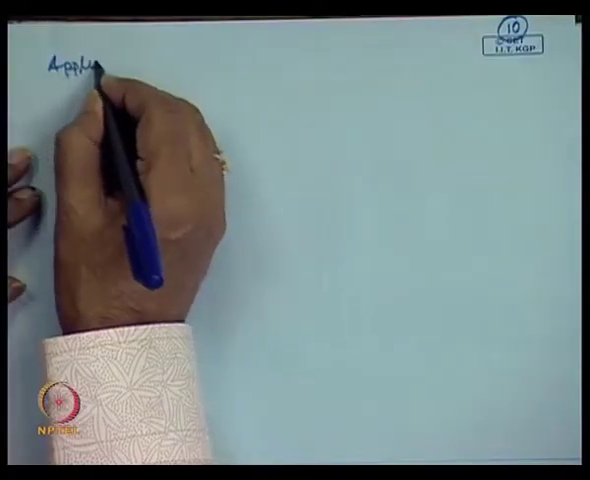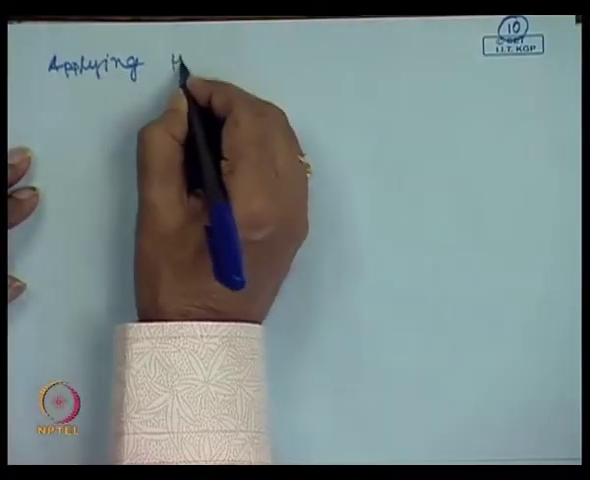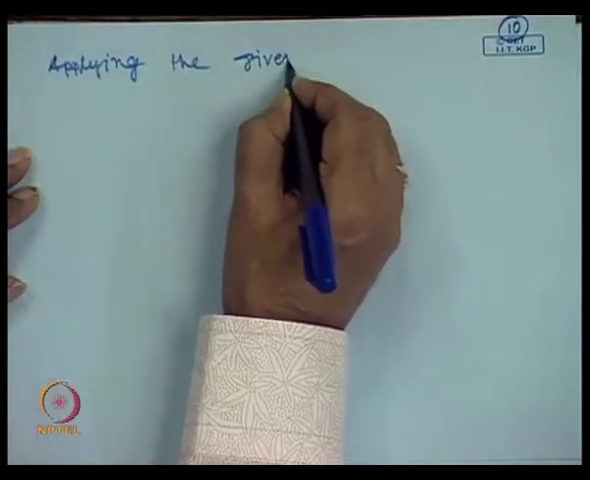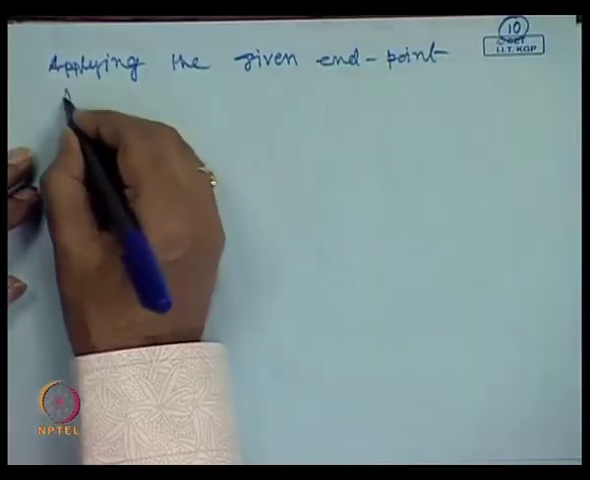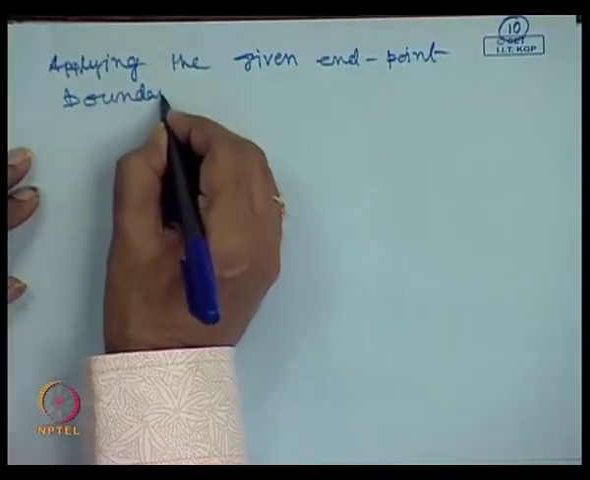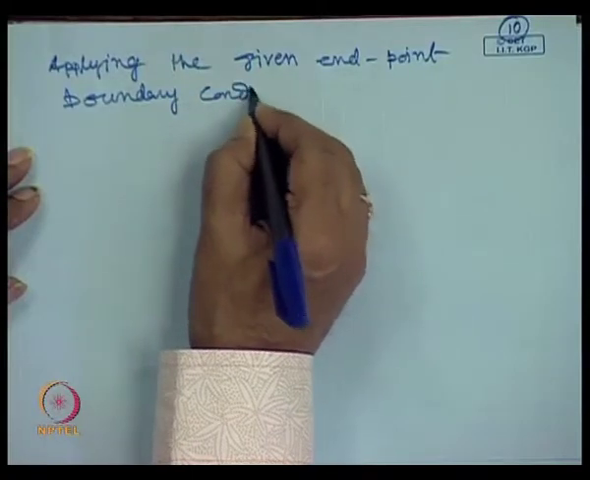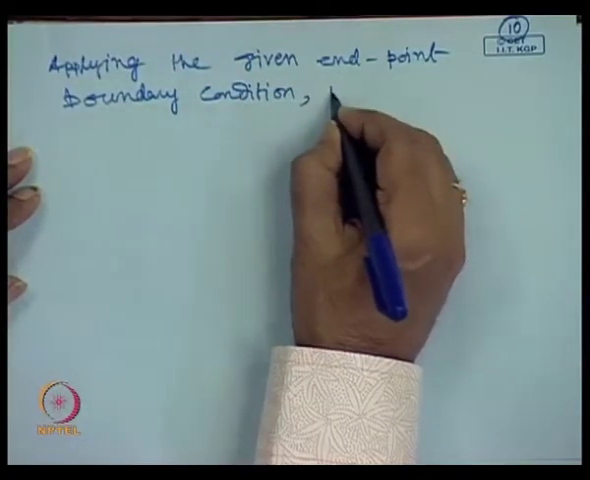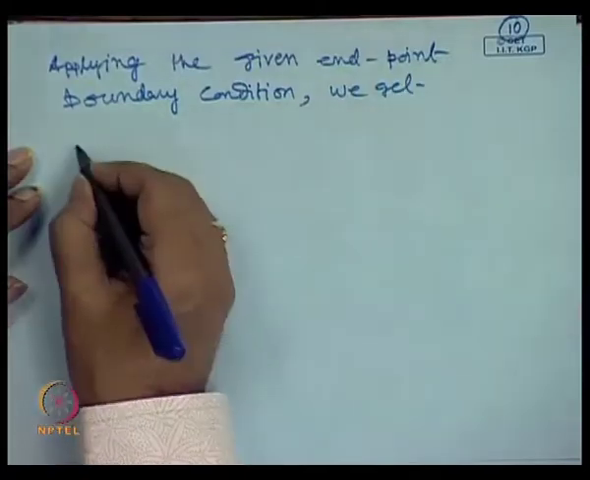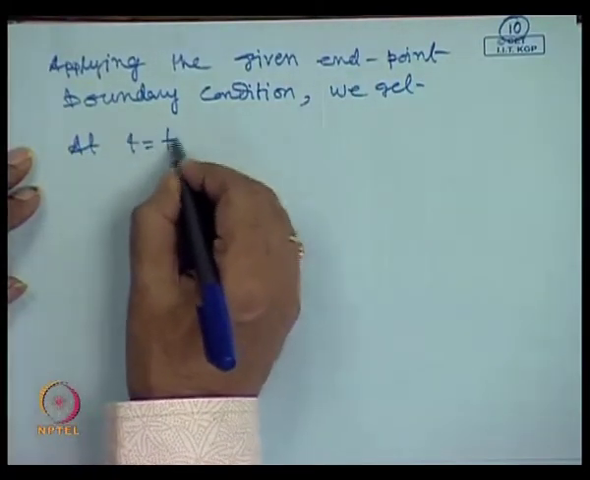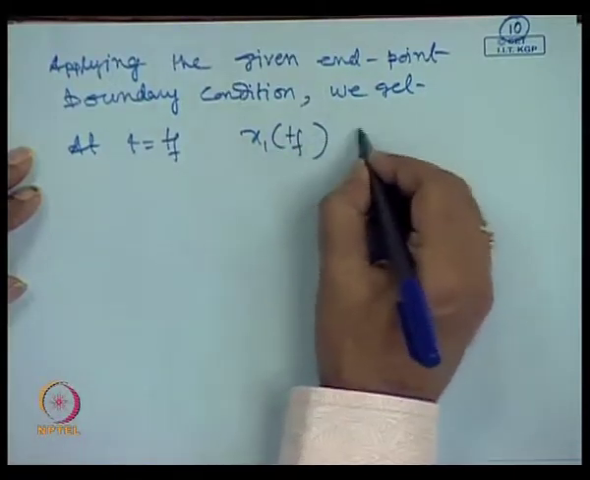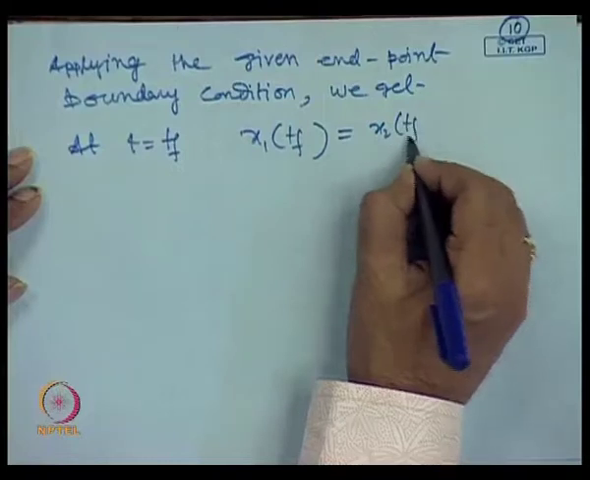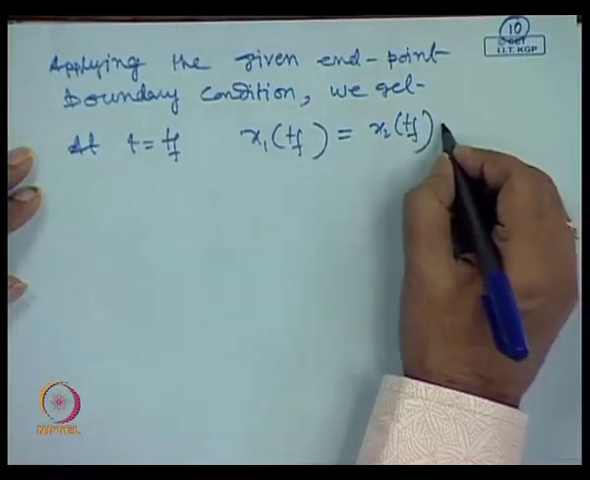So, applying the given end point boundary condition, we get at t equal to Tf, x1 of Tf, the current flowing in the inductor, and x2 of Tf, the voltage across the capacitor, are 0.